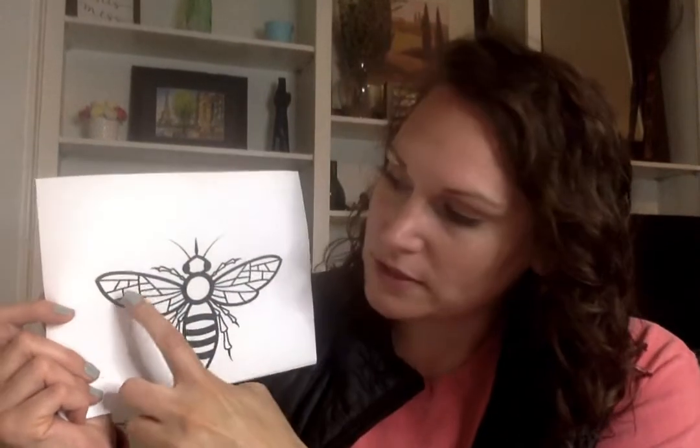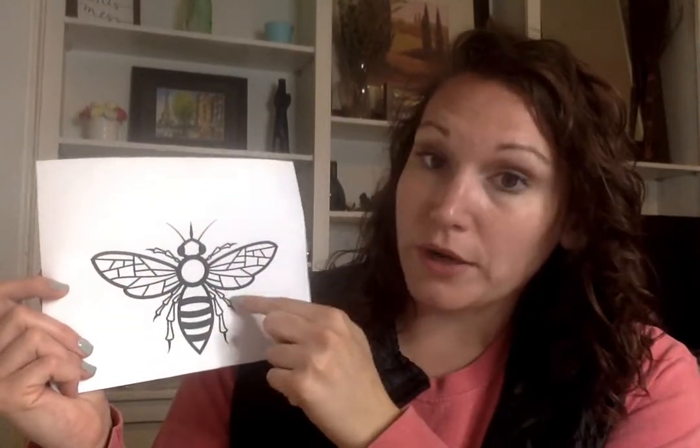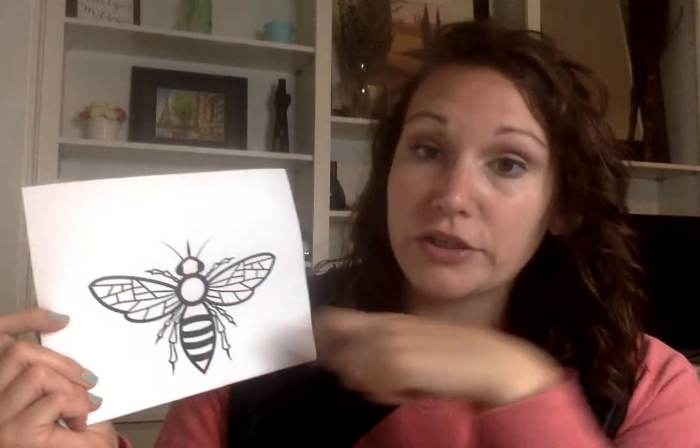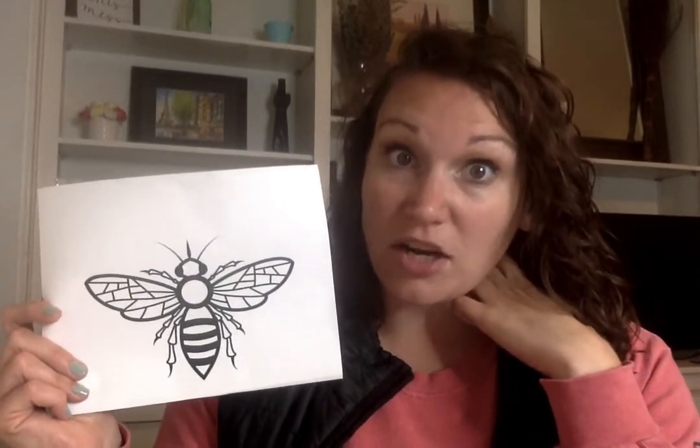It has 6 legs. Then our song said it will have 4 wings. Let's count the wings. 1, 2, 3, 4. He has 4 wings, 2 big and 2 little. Then it said it will have 2 antennae. Let's count them. 1, 2. It has 2, and that thing in the middle is his stinger. So we're going to use that information to decide if other bugs are insects.